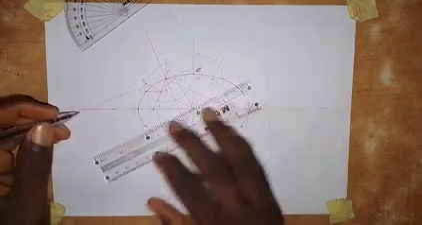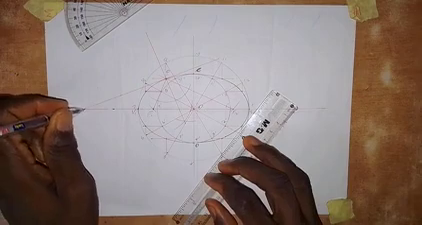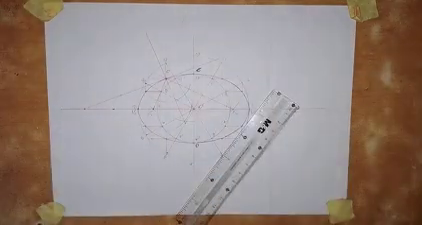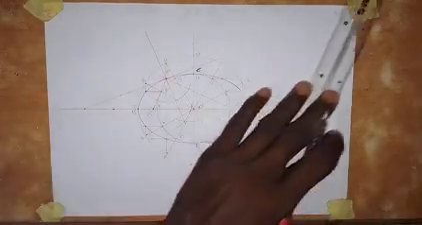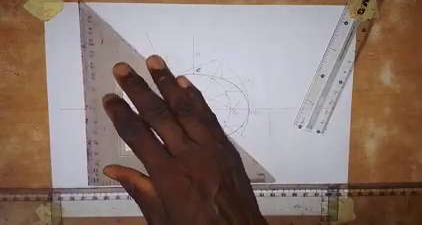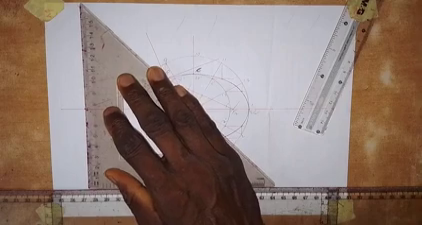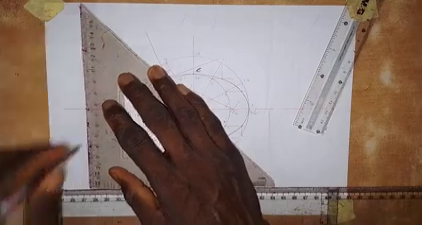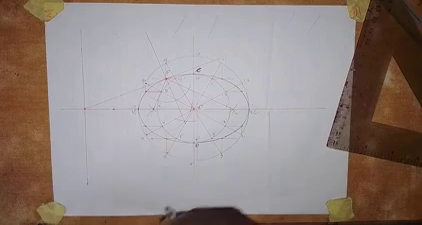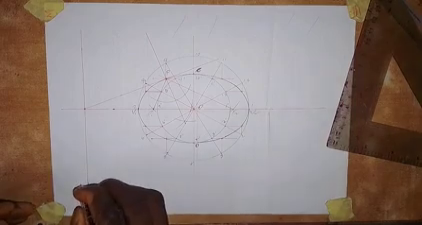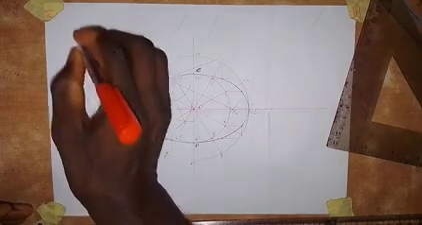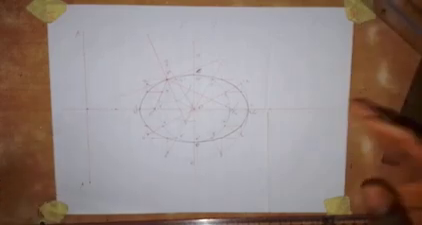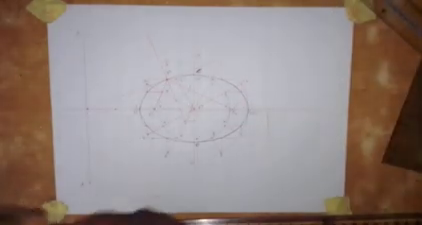wherever it touches here, that will be where we are going to place the directrix. At this point, where we have the directrix, I'm going to draw this line. So this line is the directrix on this side. I'll call this line AA prime.